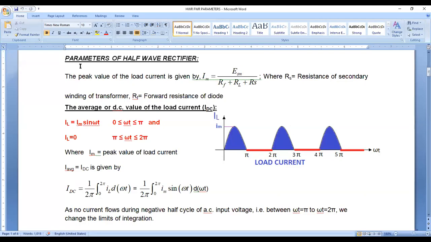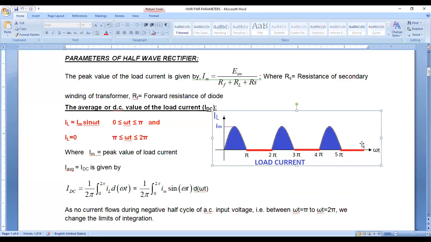Now see the parameters of the half-wave rectifier. From the half-wave rectifier output waveform, I am going to discuss these parameters. Now here, this is the output of your half-wave rectifier.